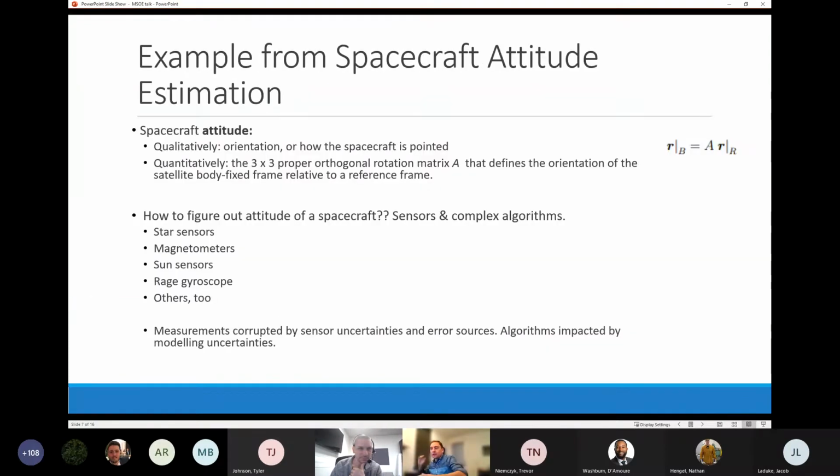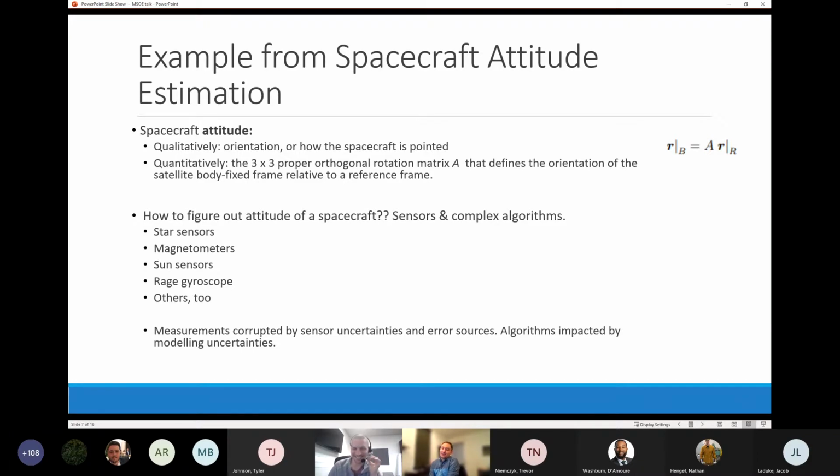So now into a bit more detail, I just wanted to give, like I said, 2 examples of how cost comes into play. One is an example from spacecraft attitude estimation. This was a topic of my graduate school work. So a quick orientation on what attitude is. Qualitatively, it just means orientation, or how the satellite is pointed.